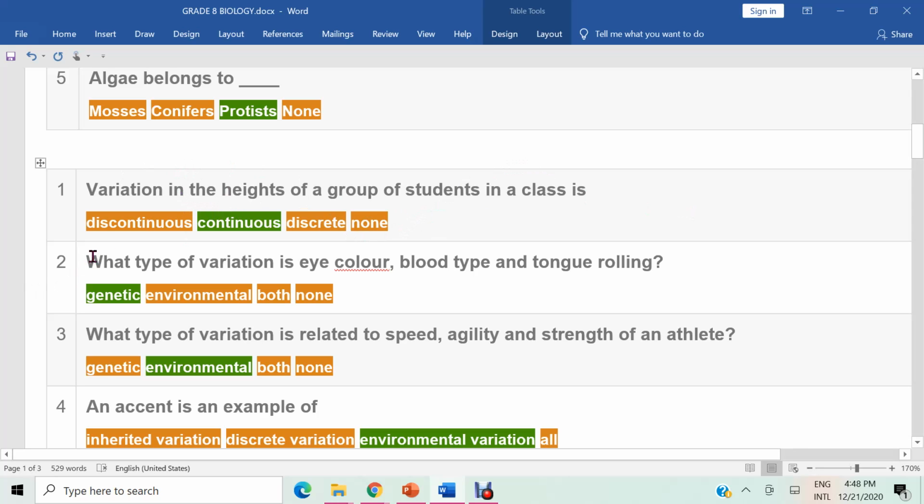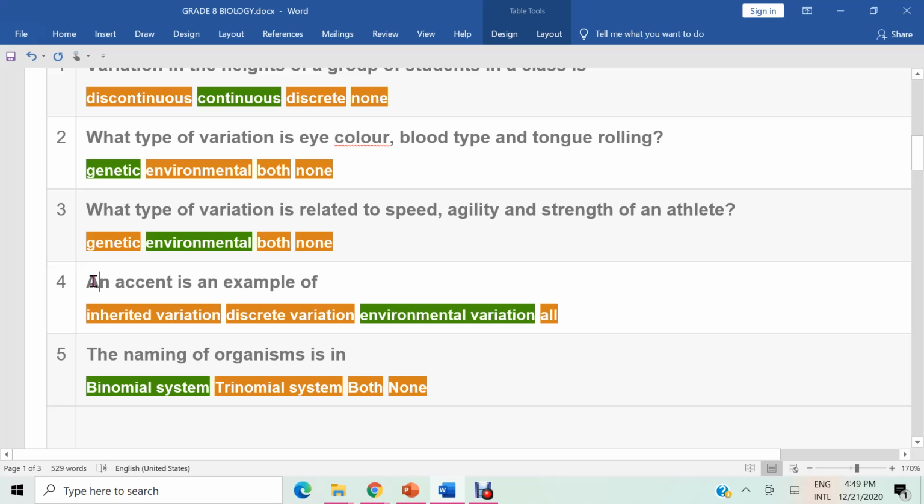Number two, what type of variation is eye color, blood type, and tongue rolling? It's a genetic type of variation. Number three, what type of variation is related to speed, agility, and strength of an athlete? The answer is environmental variation.